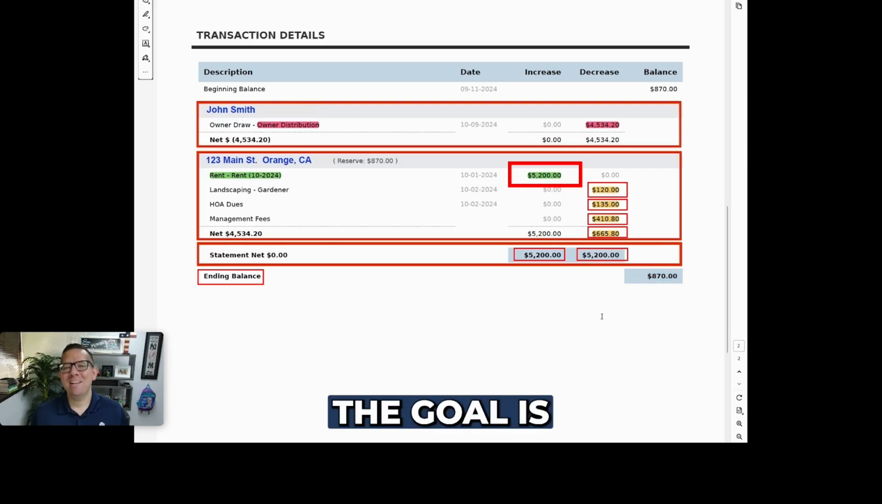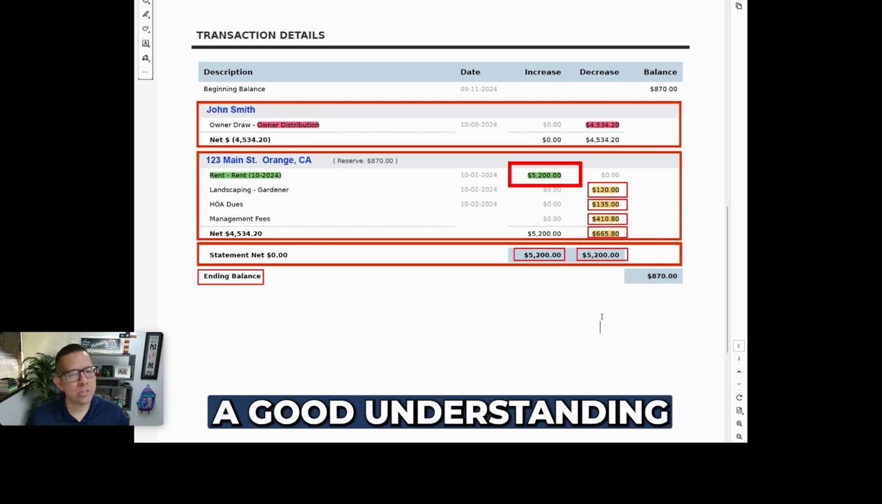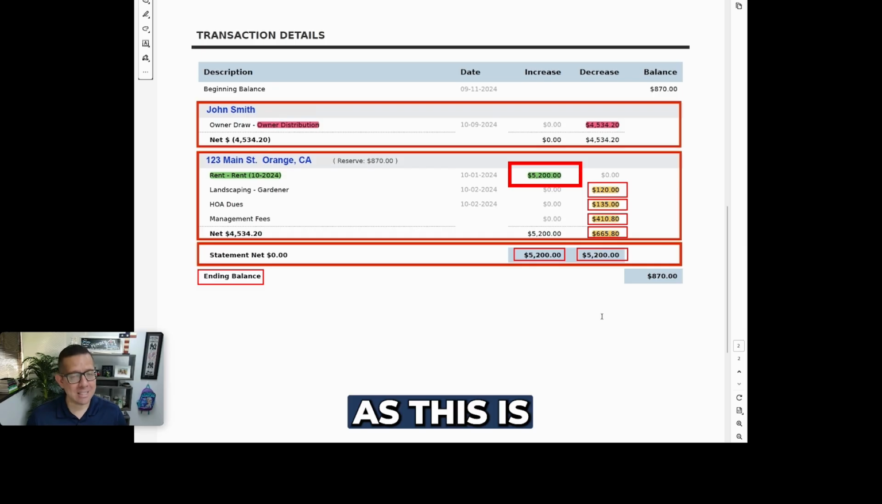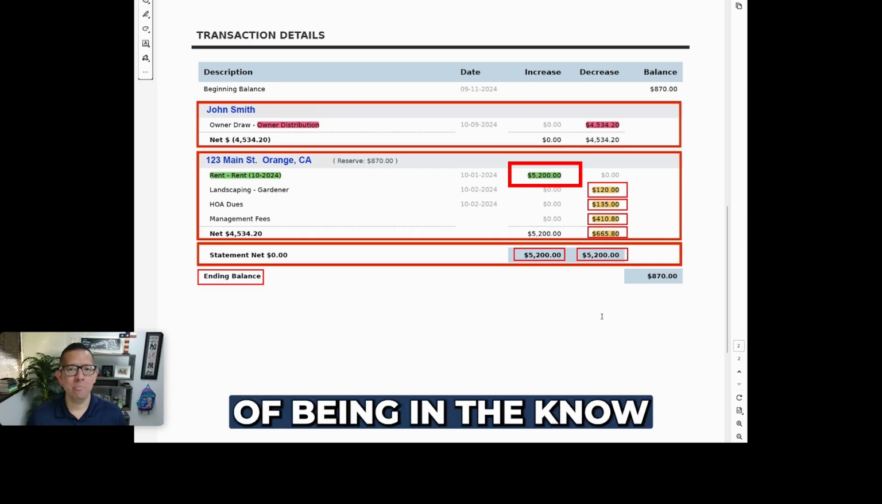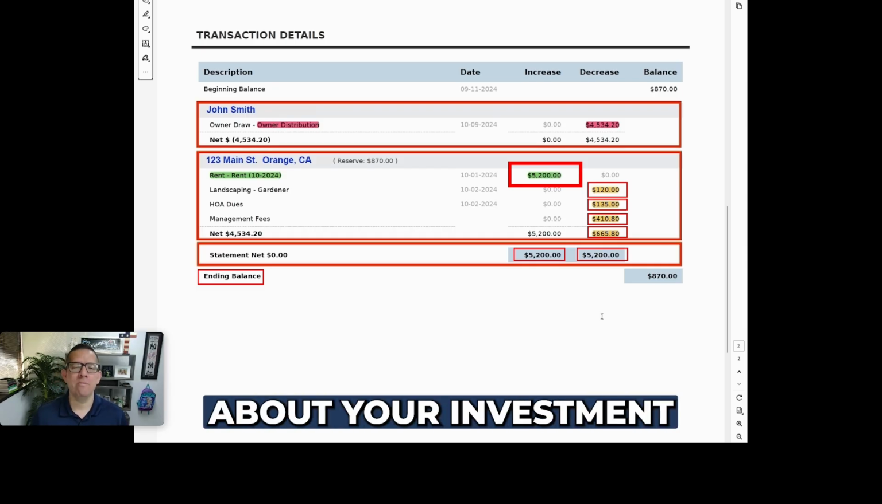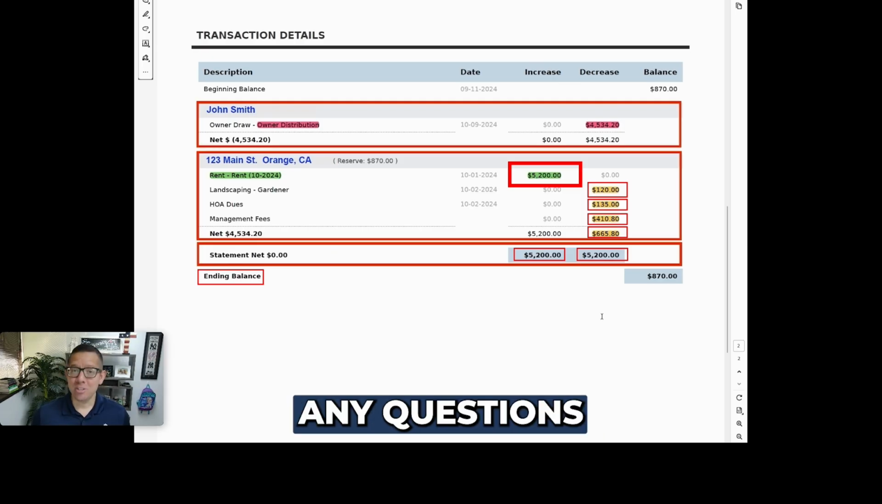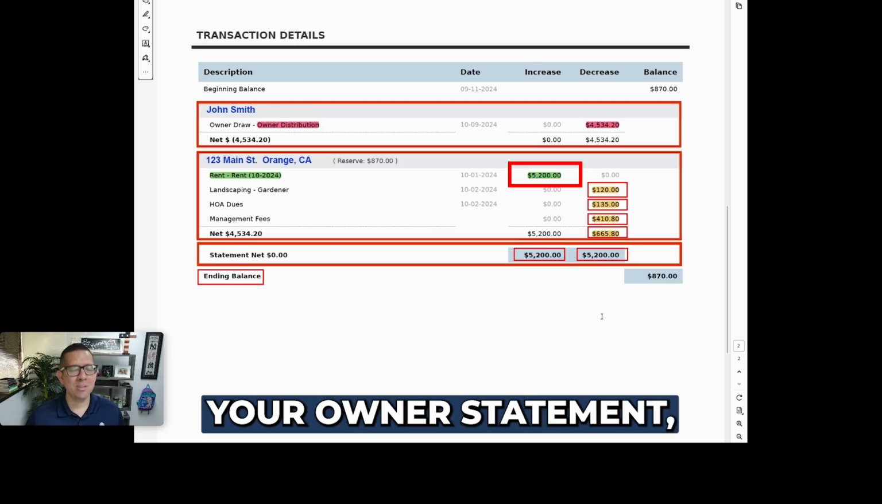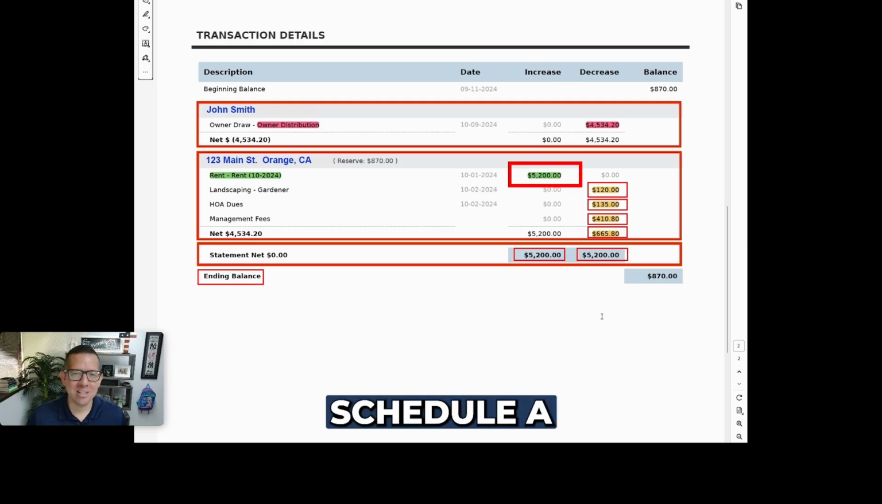Look, the bottom line, the goal is to make sure that you have a good understanding of the numbers, as this is the foundation of being in the know about your investment property. If you ever have any questions after you've reviewed your owner's statement, please let me know, as I'm always happy to schedule a call with you.